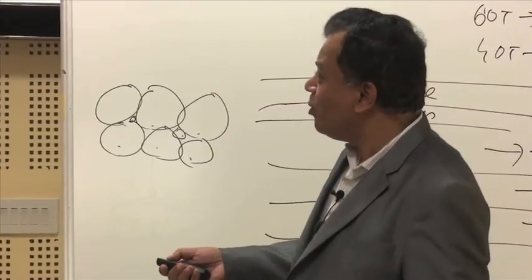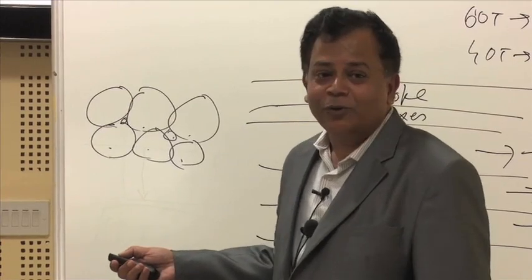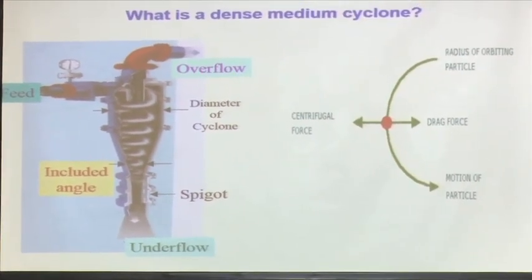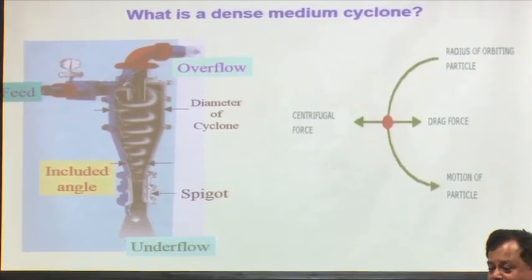So, that is how probably these finer particles get transported along with this air core, and some water also gets transported. That is how you separate fine and ultra fine particles, but that is for classification. But for coal, I need to separate based on density.